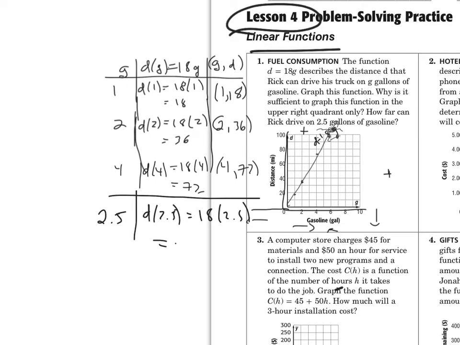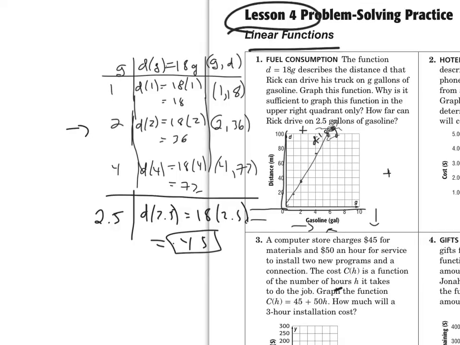So 18 times 2.5, let me get out my calculator. And let's see, 18 times 2.5 is 45 miles. So this is the answer to part 3, 45 miles. And that answers question number 1. This is the input-output table that created the graph. We have to stay in the top right quadrant because we have to have positive numbers in this situation. And if we put in 2.5 gallons of gas, we get 45 miles traveled out of it.